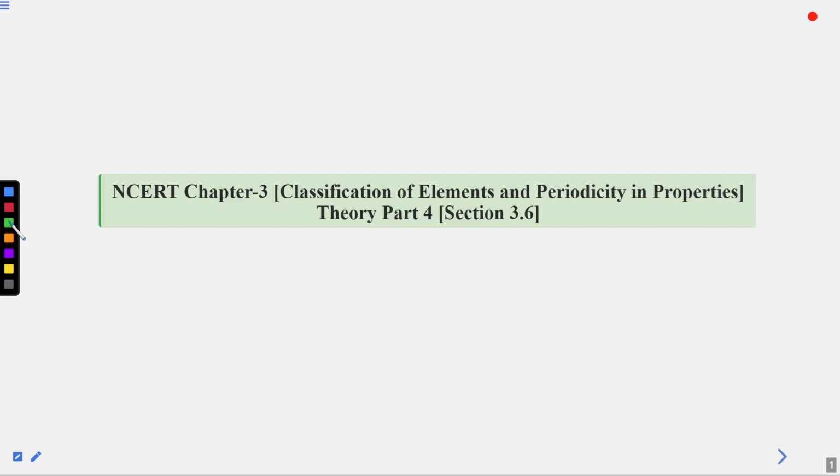Hello students, welcome to the class. Today we will see the theory part 4 of the NCERT chapter 3, classification of elements and periodicity in properties, in which we will cover the section 3.6.